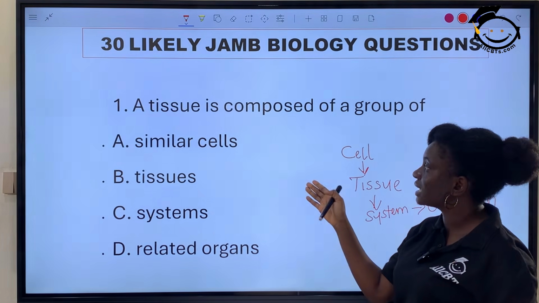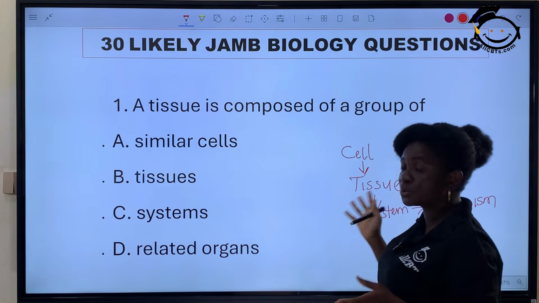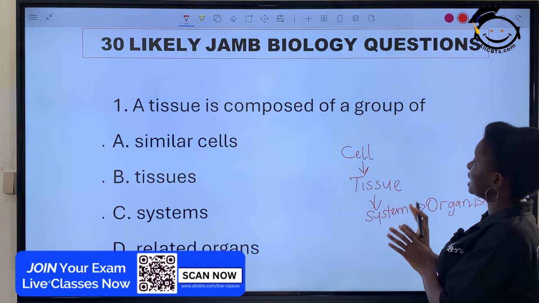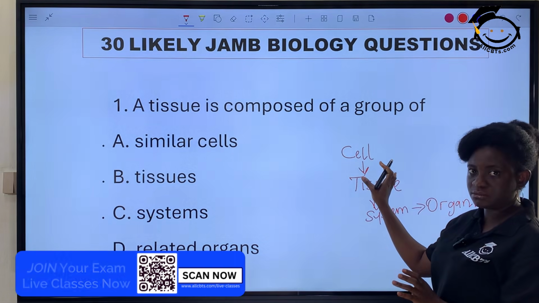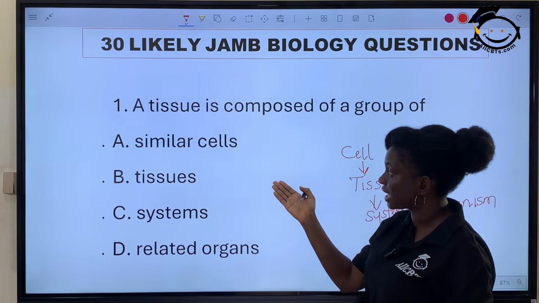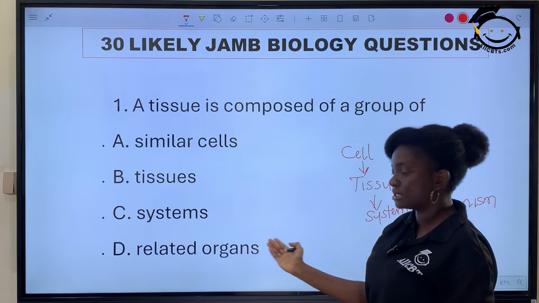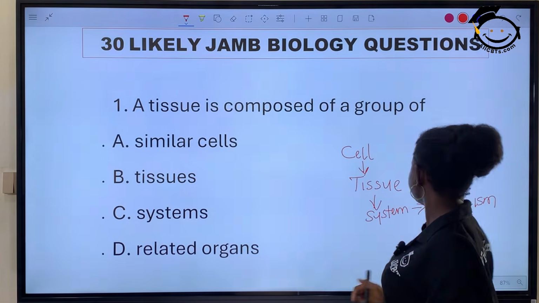So taking a look at the question, a tissue is composed of a group of, from this illustration, we can see that a tissue is composed of a group of cells, right? So let's look through the options again. We have A. Similar cells, B. Tissue, C. System, D. Related organs. So the correct answer here is similar cells.